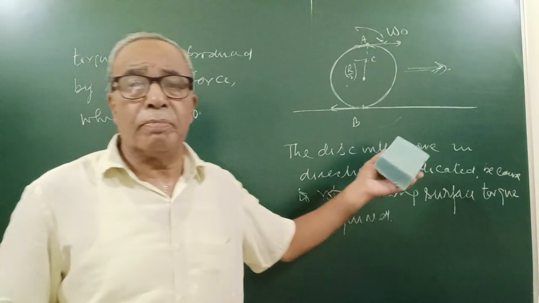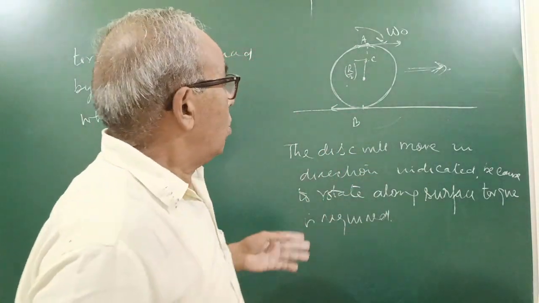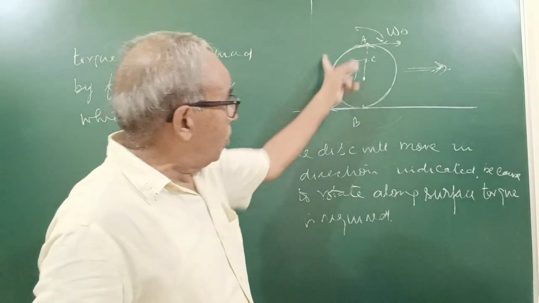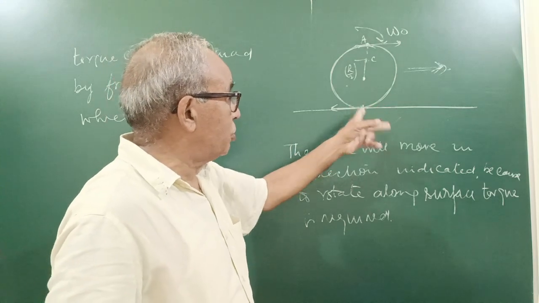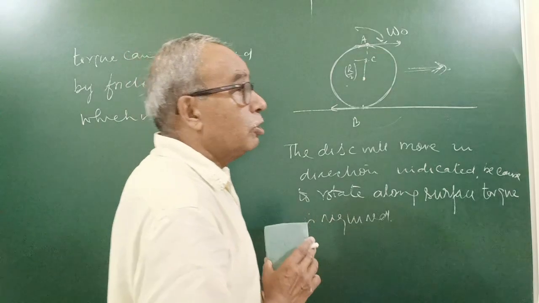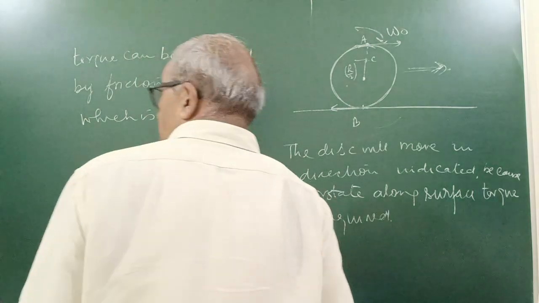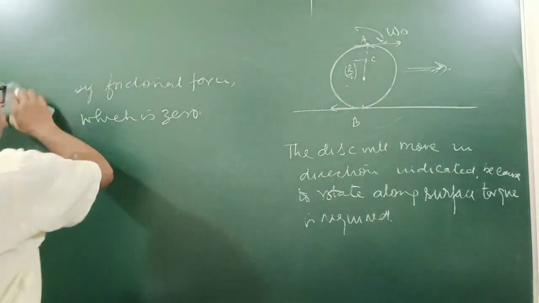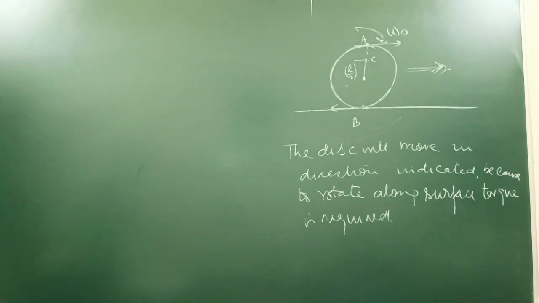Actually, when it rotates, I will take another question here also. Then it will rotate only about point B, if for a moment the point of contact of the disc with the surface is at rest. It will try to slip forward and the force will act backward. Only then it rotates, so it cannot move in the direction indicated. Then the next part: why is friction necessary for the disc to rotate in the direction indicated? The same reason. The force of friction provides the central force.